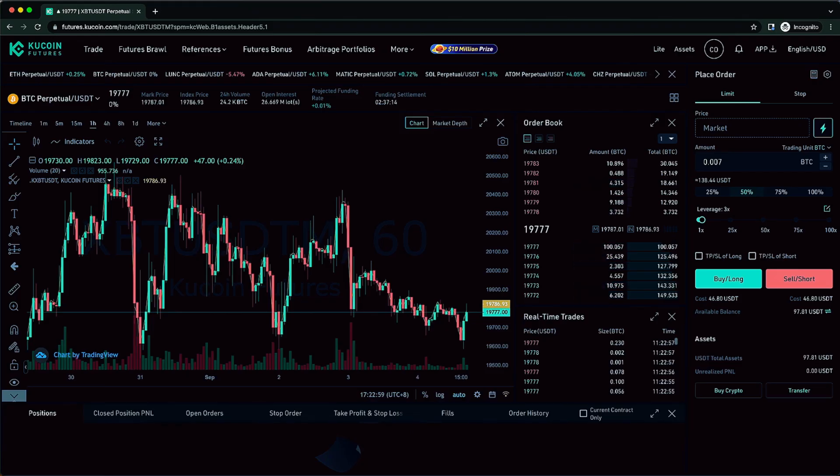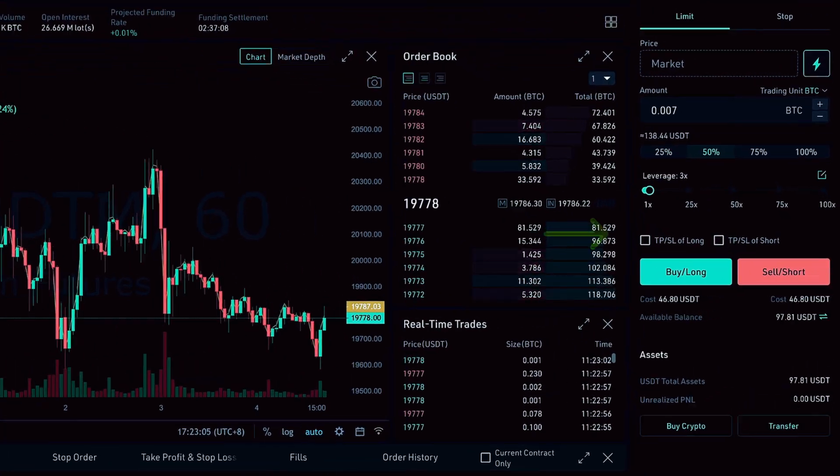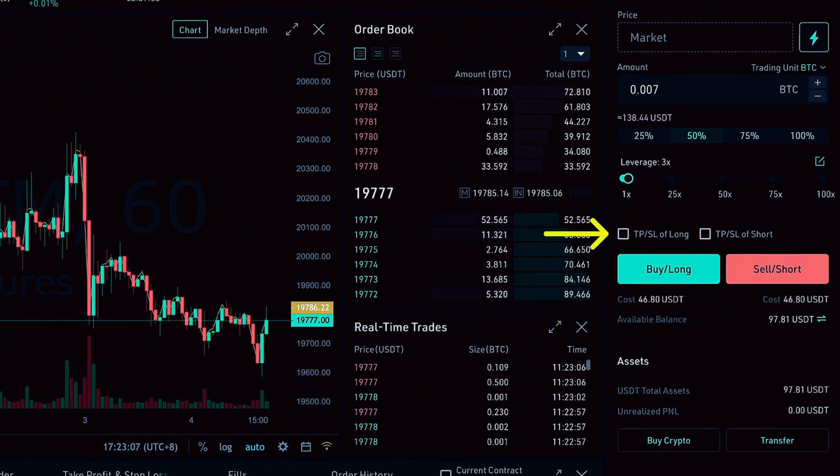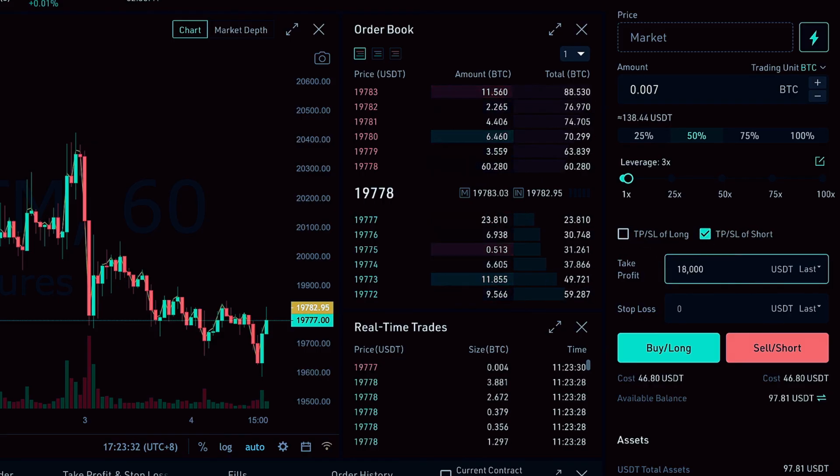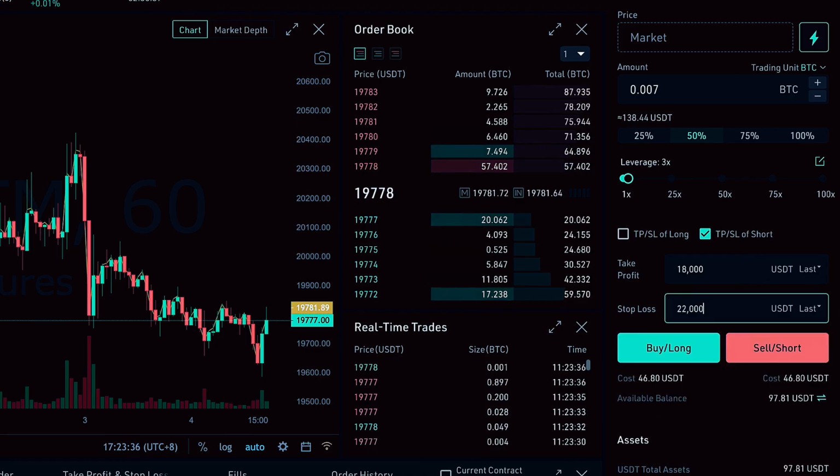We can also already set our take profit and or stop loss before we open a new position. We would just have to activate the TPSL function, which stands for take profit and stop loss. For long positions, we take TPSL of long, and for short positions, TPSL of short. And then we just enter our take profit and stop loss before submitting the order.